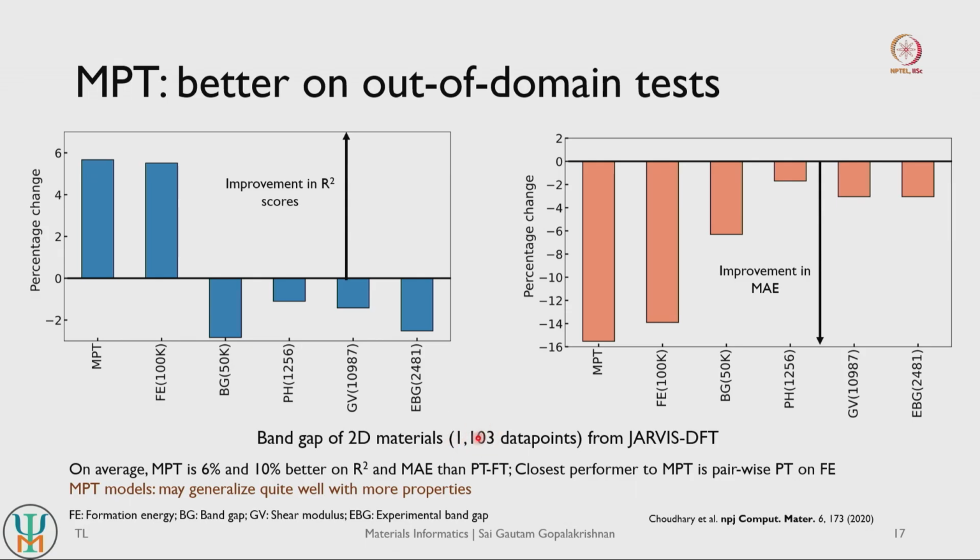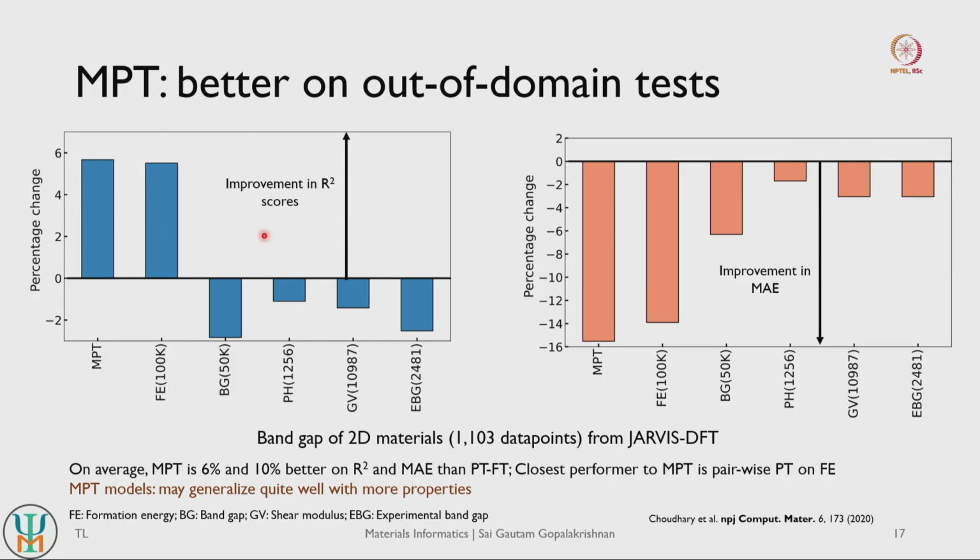This has about 1100 data points, so this is very good for our fine tuning exercise, right. We took our MPT model, which has been pre-trained on all the 7 different properties, and fine tuned it on the band gap of 2D materials. We did the same exercise for the formation energy model, which has been pre-trained on formation energies and fine tuned on the 2D material band gap, pre-trained on band gaps, pre-trained on phonon frequencies, pre-trained on shear modulus and pre-trained on experimental band gaps. The brackets indicate the total number of data points that was used in the pre-training step, right.